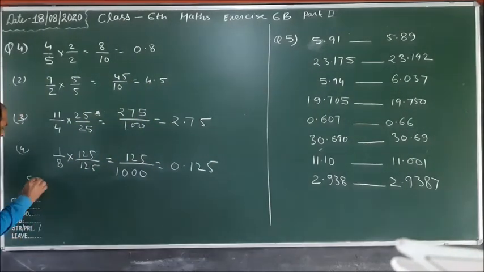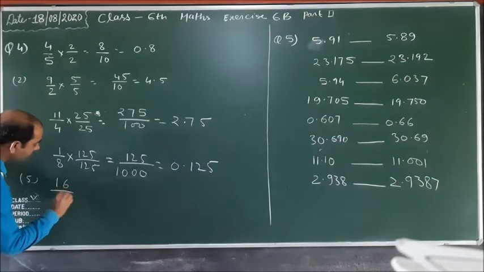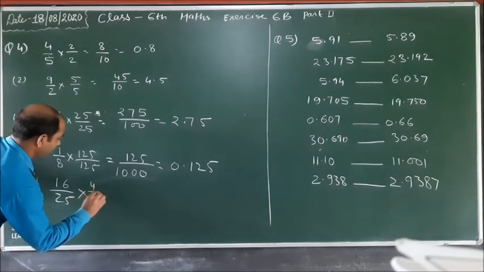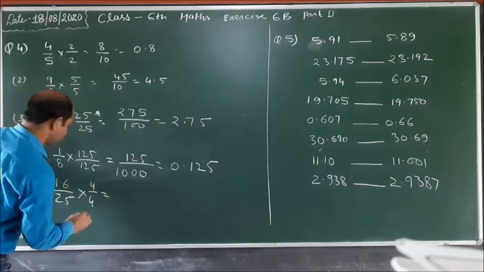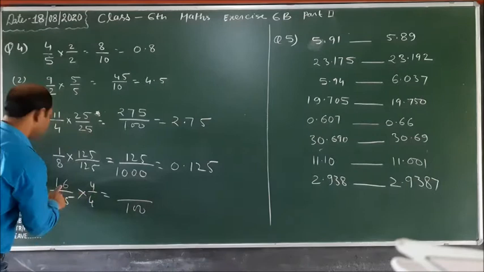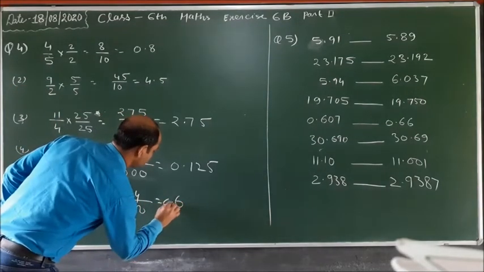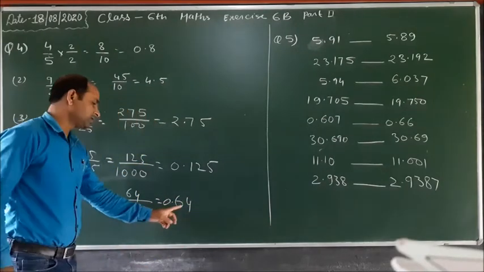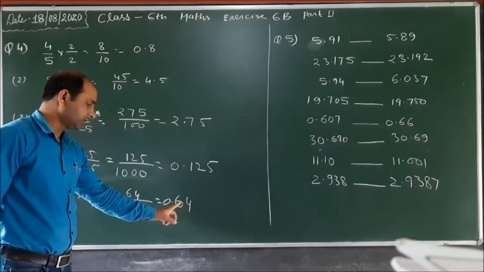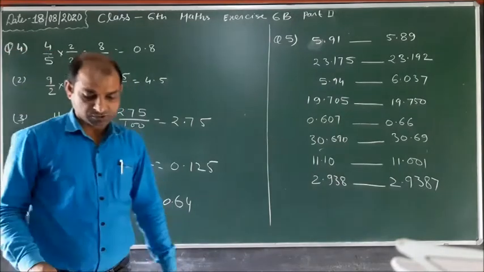Okay, now the question number 5 is 16 upon 25. Here we multiply by 4 upon 4. 25 times 4 is 100 and 16 times 4 is 64, equal to 64 upon 100, which is 0.64. Here 2 digits, so we put the decimal after 2 digits. Okay, so dear children, this question is completed.